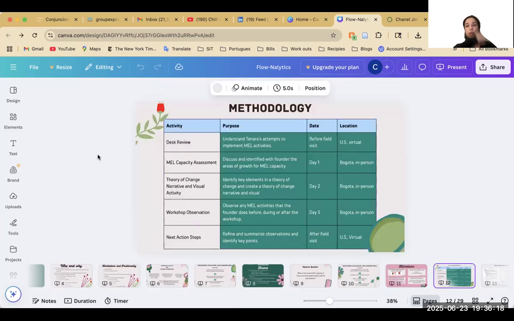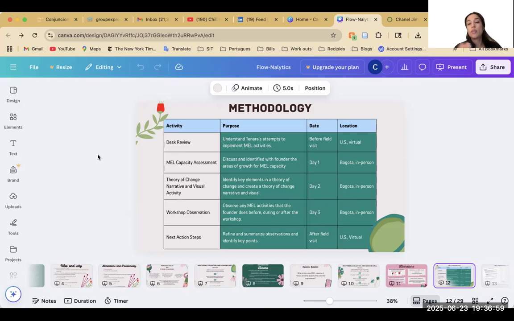Okay, so now with all of this background information, this is my methodology. I wanted to assess the capacity of the organization. I wasn't going to monitor and evaluate the workshops because we needed to first see what their MEL capacity was. So I did a desk review first, where I got all the documents and information I could to try to understand what MEL activities Tenara is implementing. Then I did the MEL capacity assessment.